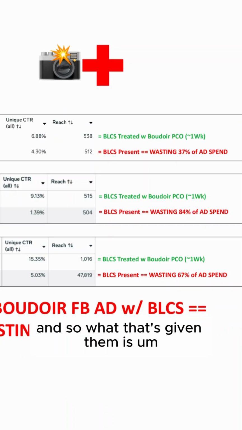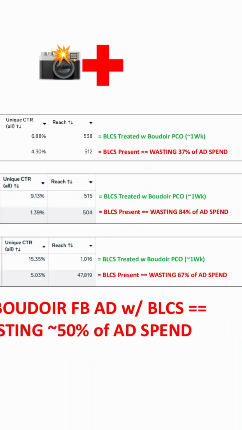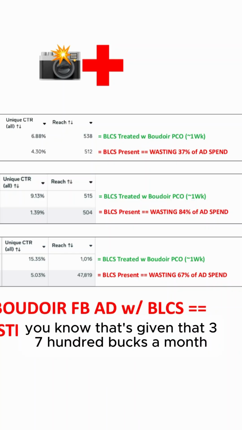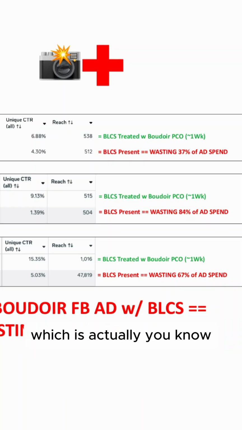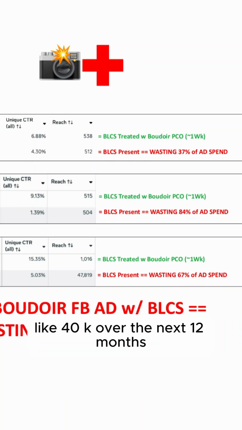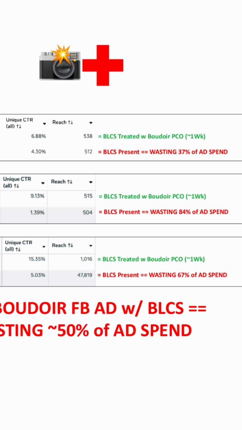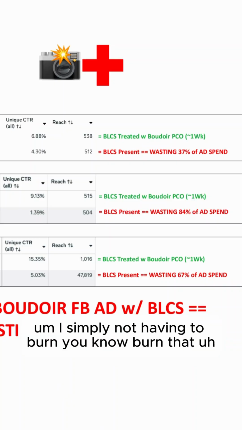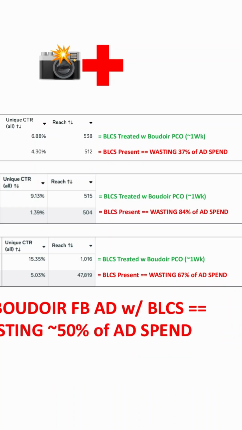And so what that's given them is $3,700 a month, which is actually like $40K over the next 12 months, by simply not having to burn that cost.